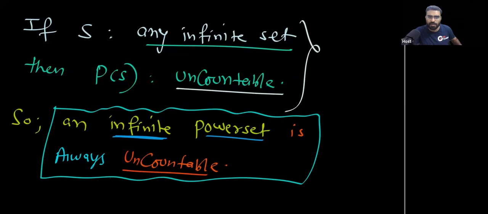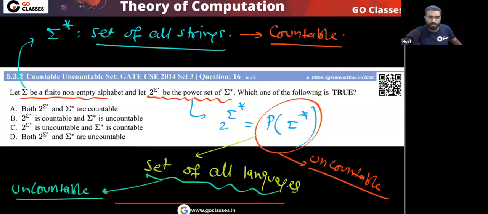So very simple point. Easily you can see for this question that sigma star will be countable, but the power set of sigma star will be uncountable. The question is asking which is true, so the answer will be option C. This is a very simple question. The question is only asking about sigma star and 2 power sigma star. Sigma star is the set of all strings, and that is countable.